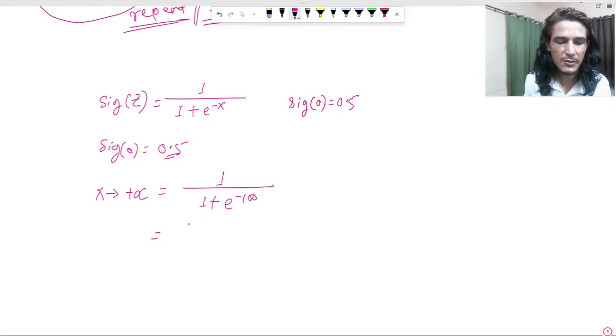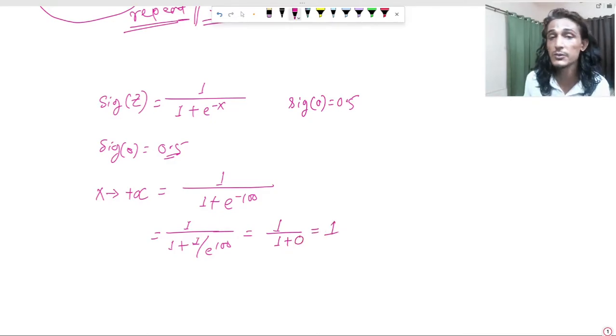So it will be like 1 by 1 plus e to the power minus 100, which is 1 over e to the power 100, right? Now e to the power 100, it is 2.7, whatever that number, to the power 100 is a large number. So if you divide 1 by that large number, this entire term will go to 0. So ultimately it will become 1 by 1 plus almost 0, which is almost 1.